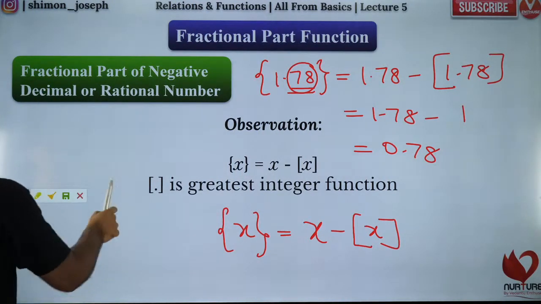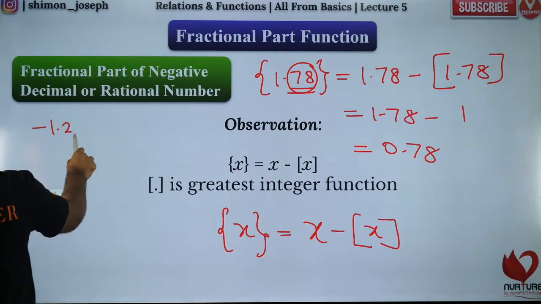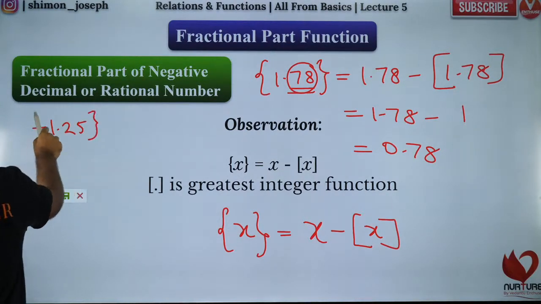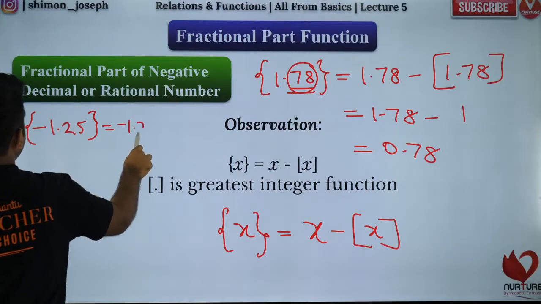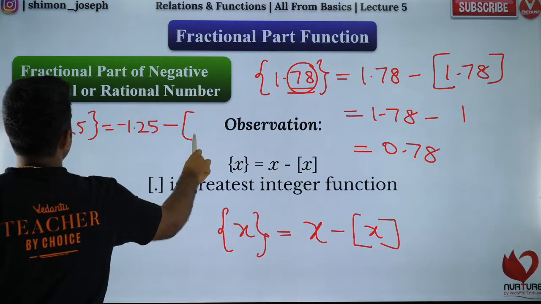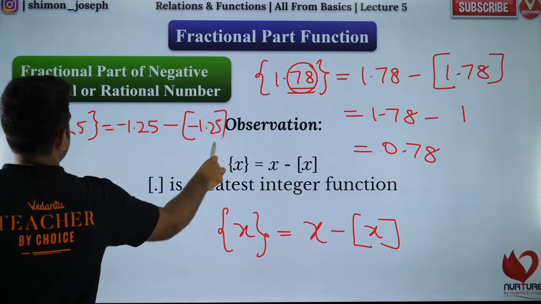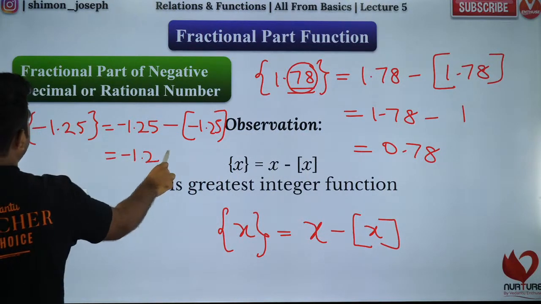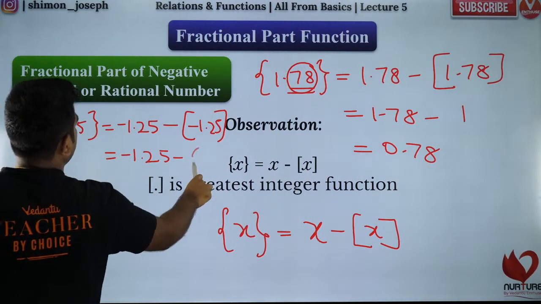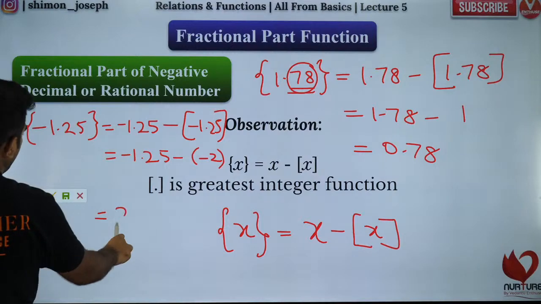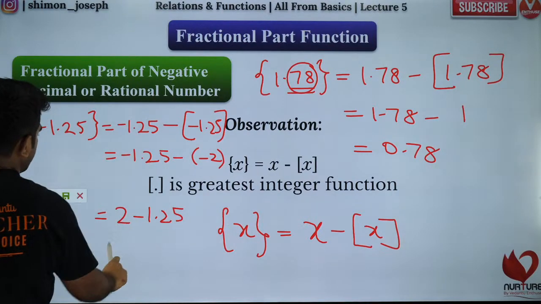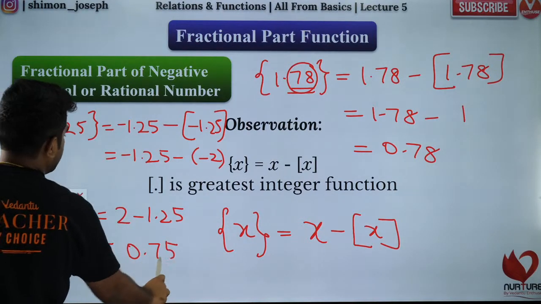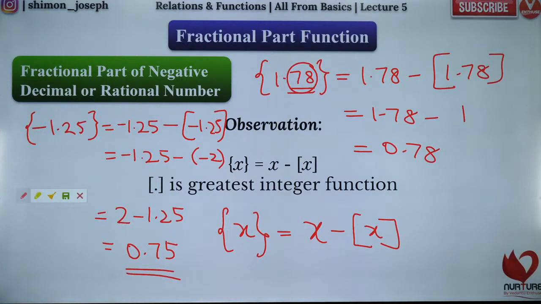Got it? So if I have a negative number, let's say minus 1.25, fractional part, it will be minus 1.25 minus GIF of minus 1.25. So it's going to be what? Minus 1.25 minus GIF of minus 1.25, which is minus 2. So it will be 2 minus 1.25. So it's going to be 0.75. Now does it make sense? Did you all like it?